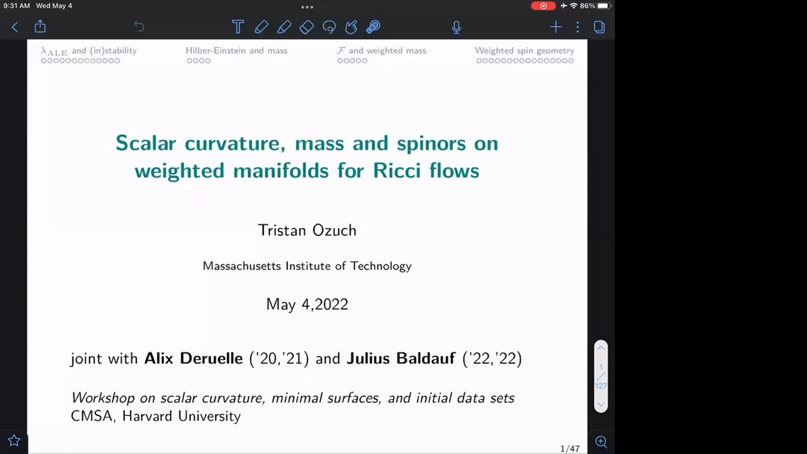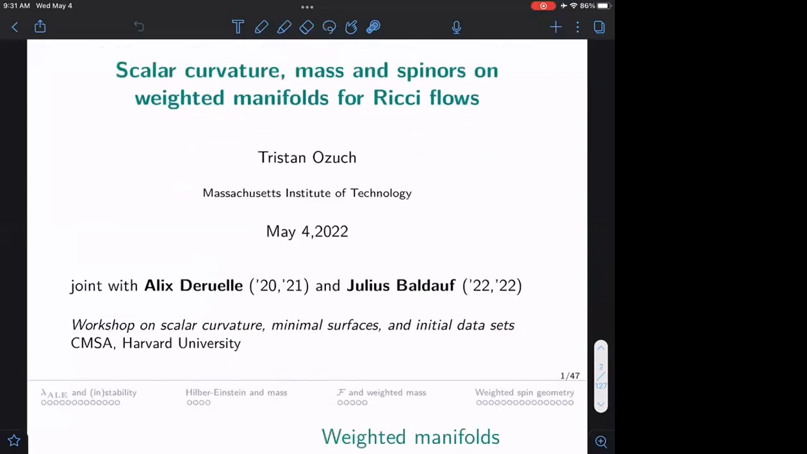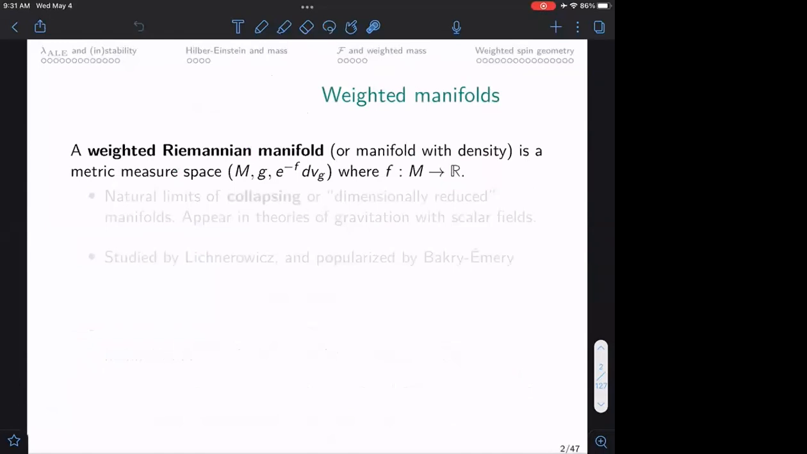Okay, so there are four papers. The last one is coming in the next weeks, but I'll try to walk you through the main results. The words in the title were weighted manifolds, Ricci flows. So let's take a moment to understand these.